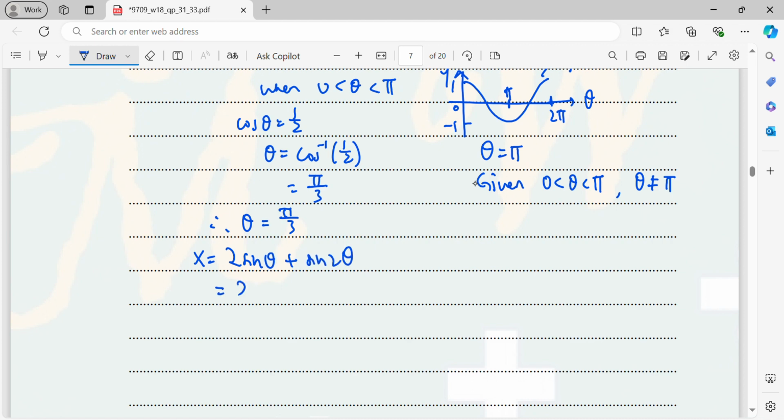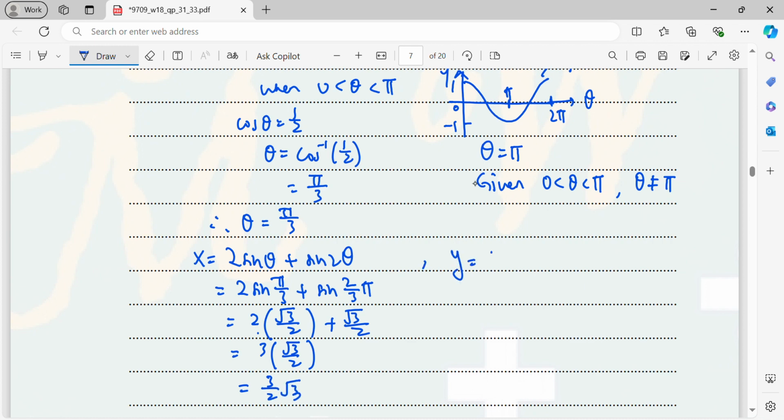That means it will be 2 sine pi over 3 plus sine 2 over 3 pi. Then you will be getting 2 times sine pi over 3, it will be root 3 over 2, plus sine 2 over 3 pi, that is also root 3 over 2. So basically this is 2 times root 3 over 2 plus 1 times root 3 over 2. Then you will get 3 times root 3 over 2, and I will say that this is actually 3 over 2 root 3.